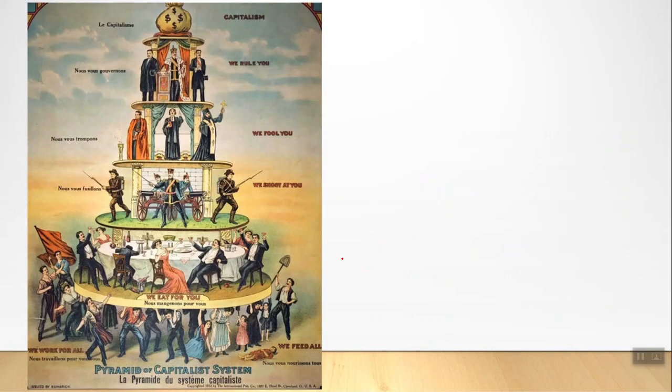This is a view of the pyramid of the capitalist system, which is what was perpetuated by Marx. We're going to hear about him more a little bit later with a different book. But Marx basically was saying that capitalism, this is sort of the profits. The rulers, here we have like the king or a czar or the nobility, in Russia's case. Capitalism is the profits. We rule you. We fool you.